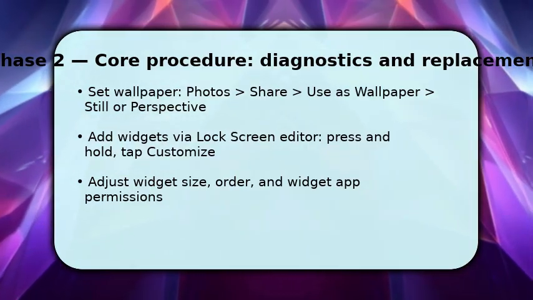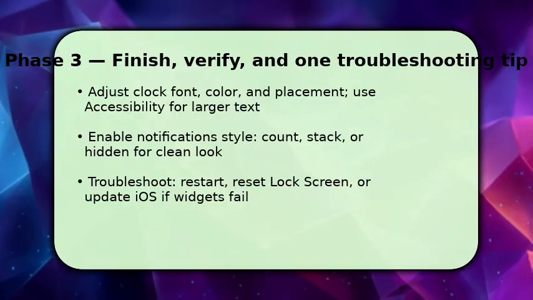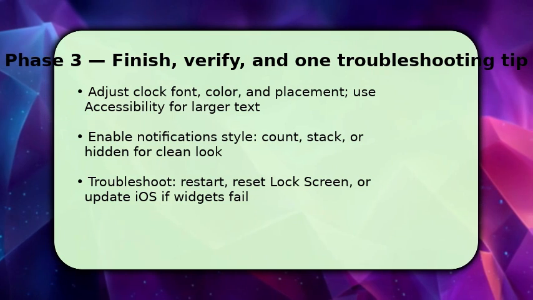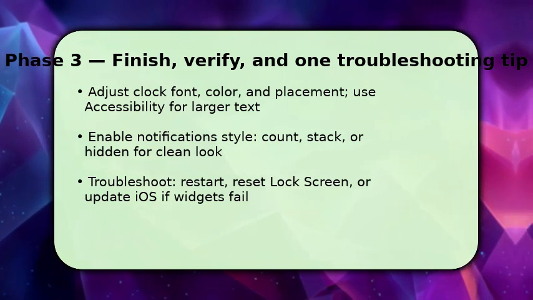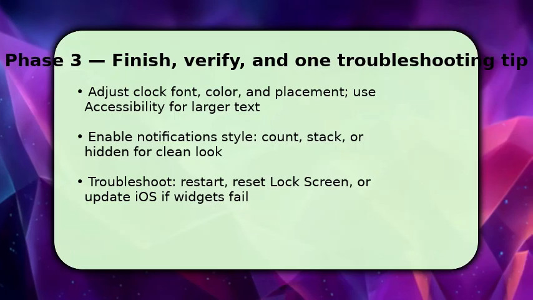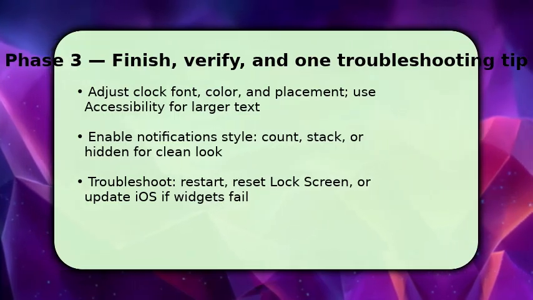You finish by refining clock font, color, and placement to match the iPhone aesthetic. Open the lock screen editor and tap the clock to cycle styles, and use accessibility for larger text if needed. Next, set notification style so banners don't clutter the view. Choose Count or Stack for a clean look.